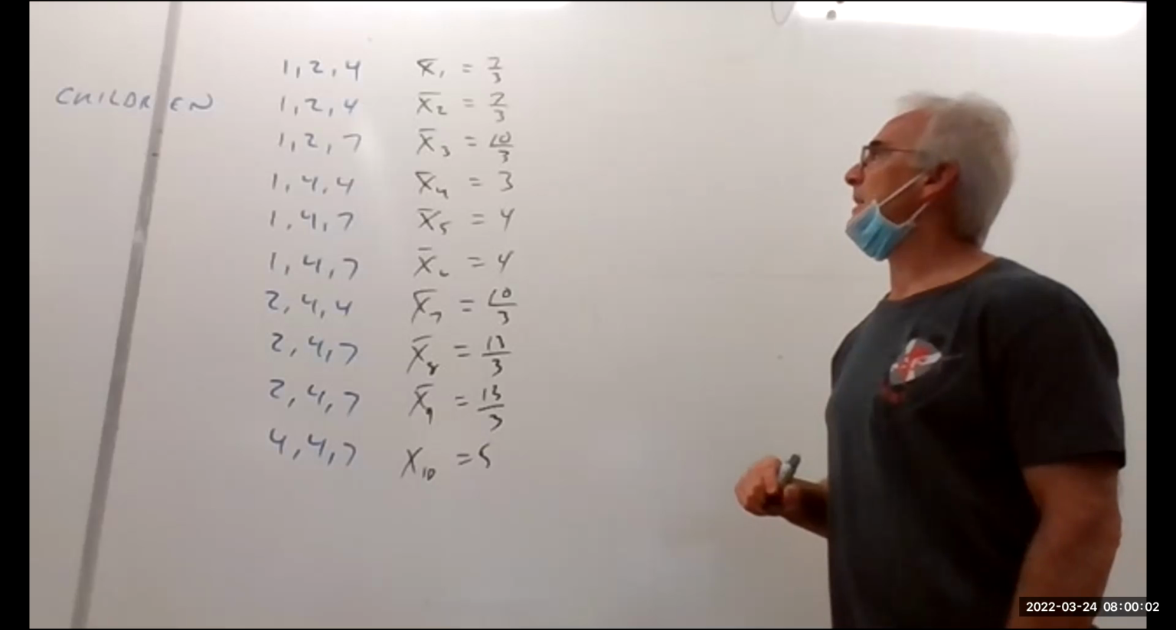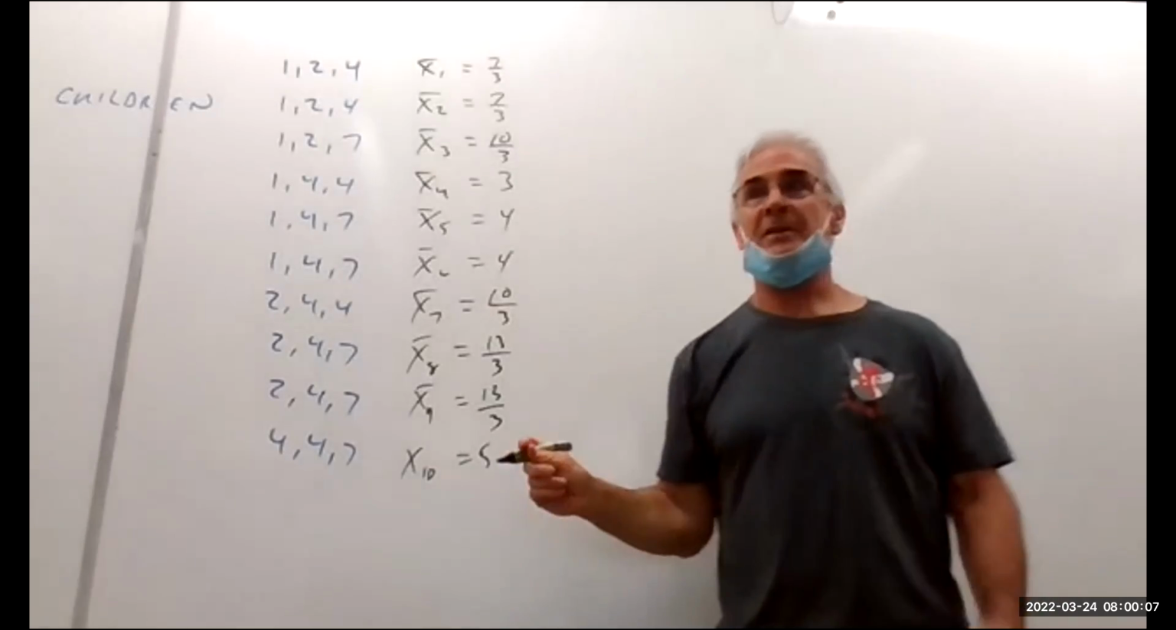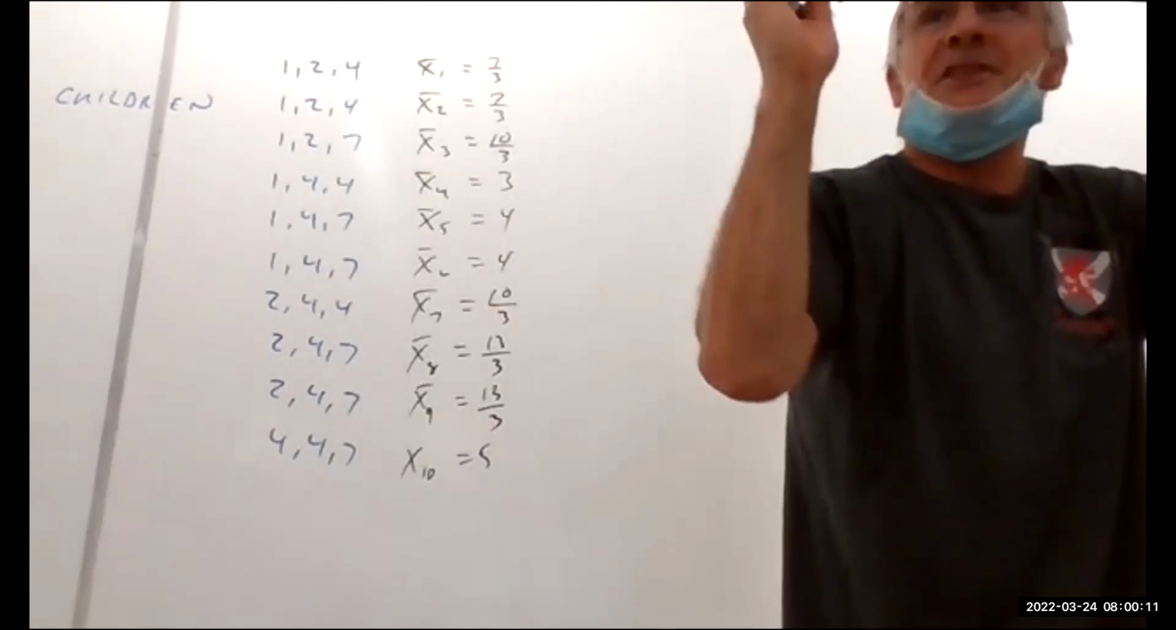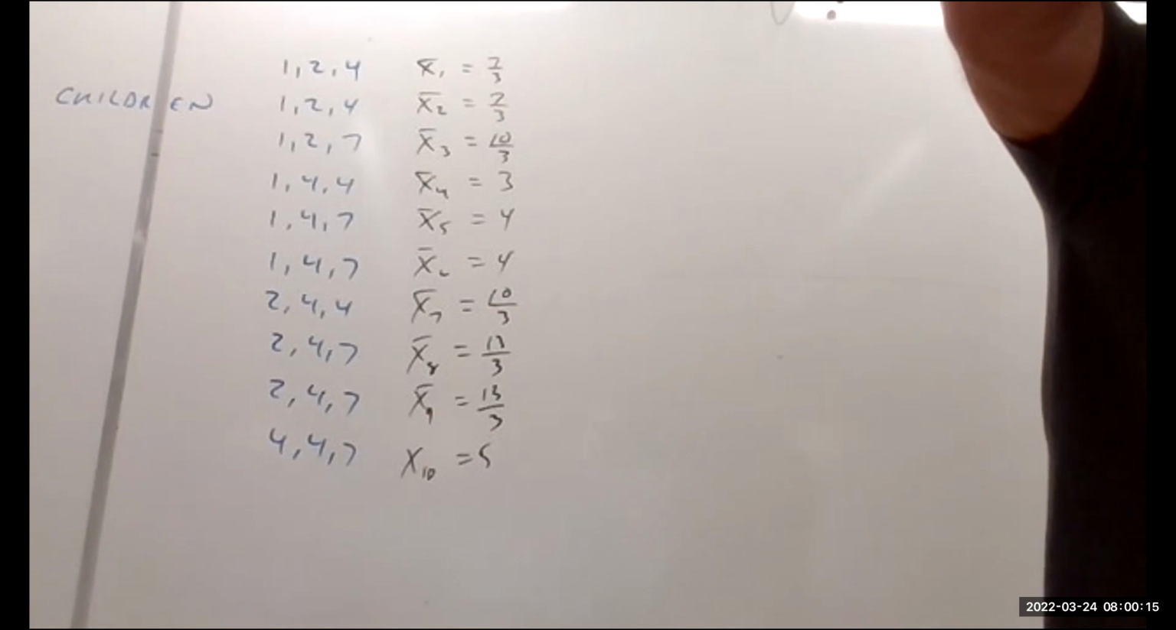Now, notice the range here. My smallest one is 2 1/3. My biggest one is 5. Is that a more narrow range than previously? Yeah, see, the range is getting tighter, isn't it? As my sample gets bigger, the spread of values is smaller.